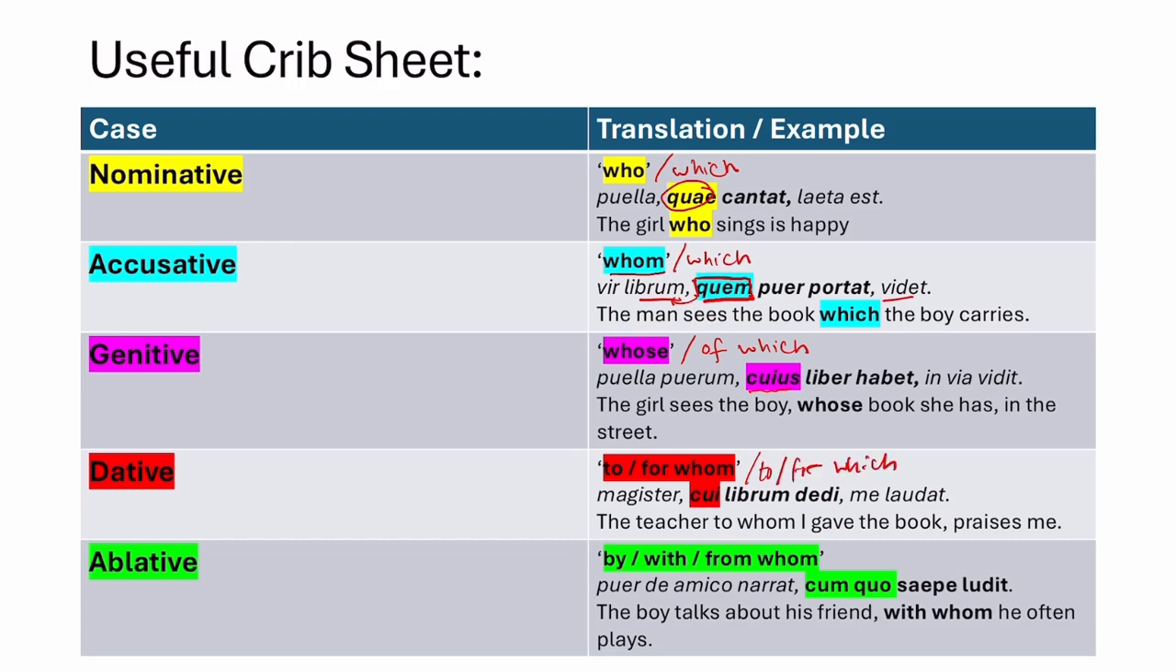The teacher to whom I gave the book praises me, quae to whom. And your ablative by, with, or from whom, or by, with, or from which. So the boy talks and narrates about his friend, de amico, with whom. So here you have the cum, because with your people, you've got your ablative accompaniment, so cum, with whom he often plays. So this gives you an idea of how you would translate each different case of your relative pronoun.